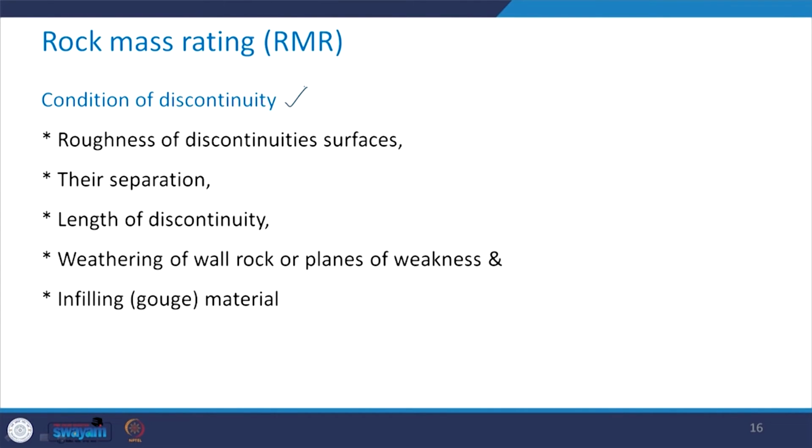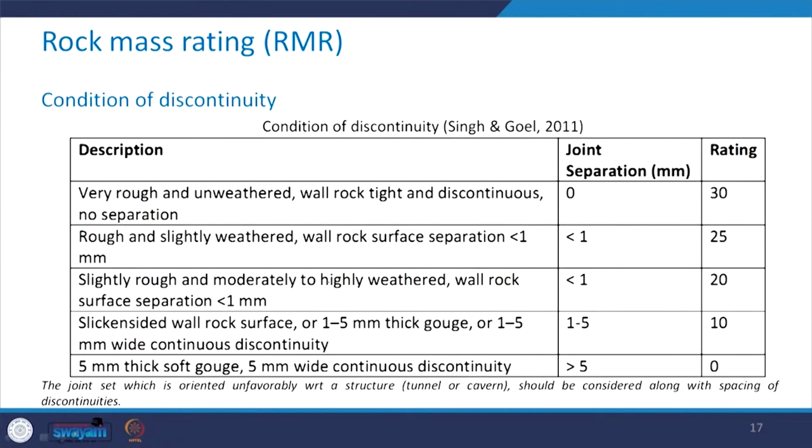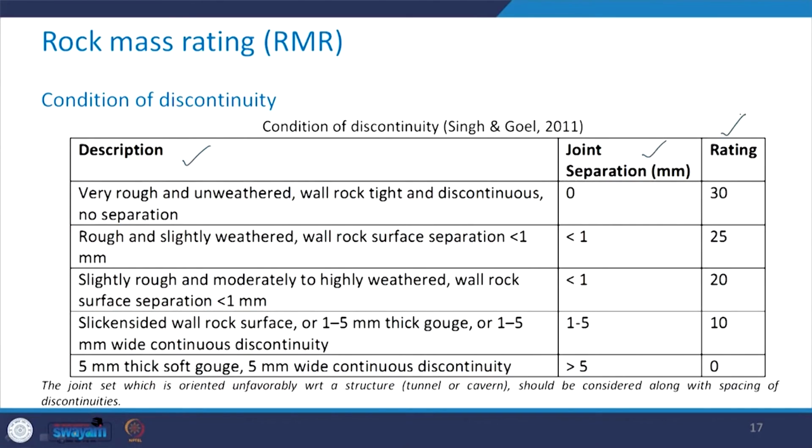Coming to the next parameter, which is the condition of the discontinuity. These include the roughness of discontinuity surfaces, their separation, length of the discontinuity, weathering of wall rock or planes of weakness, and the infilling material, which can also be called gouge material. Look at this table carefully and then you will be able to realize why there are many factors as far as condition of discontinuity is concerned, which one needs to keep in mind.